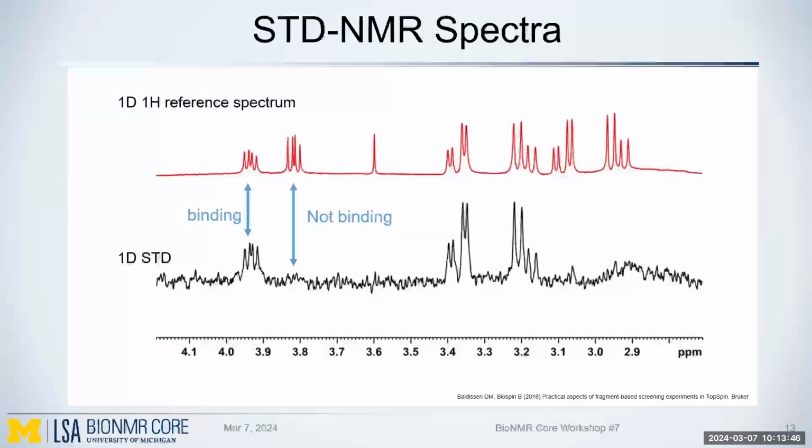And this is how a real STD-NMR spectrum looks like. On the top, this is a 1D reference spectrum that contains the signals from your ligand and non-ligand. And then on the bottom is this STD spectrum, or the difference spectrum, where only those ligands that bind to the macromolecule show the signal in the STD spectrum, while the non-ligand signal just disappears.